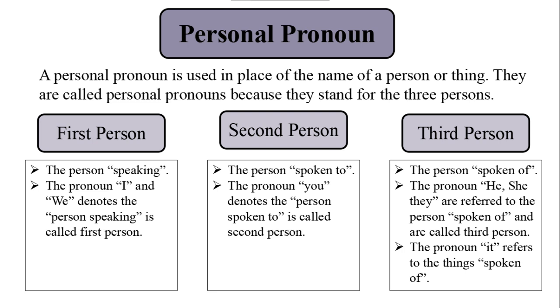Exactly. The three persons. First person is the person speaking, so I and we. Me talking. Got it. Second person is the person spoken to, always you. You listening. And third person is the person spoken of. That's your he, she, they for people, and it for things or sometimes animals. And within those, understanding their different forms, their cases, is super important for getting sentences right.